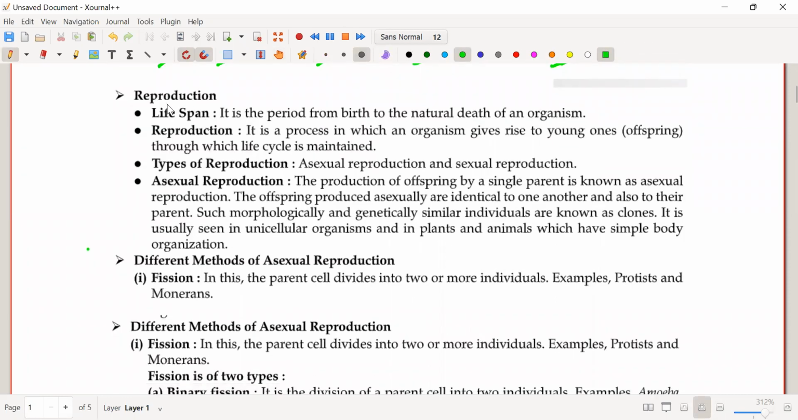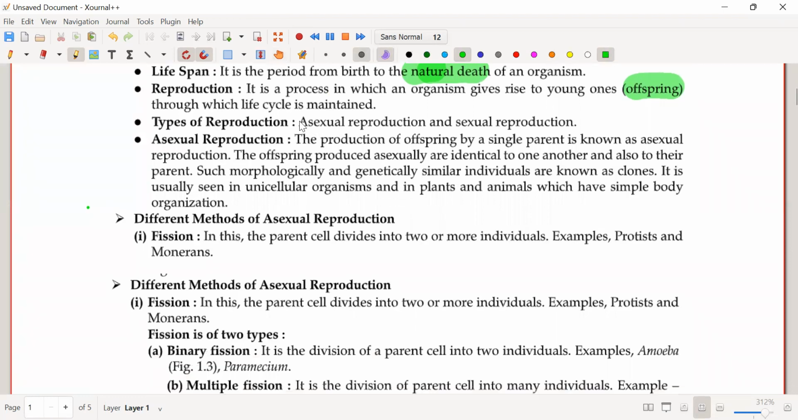What is reproduction? Lifespan is the period from birth to natural death of an organism. It concerns only natural death. Reproduction is a process in which an organism gives rise to young ones, offspring, through which the life cycle is maintained. Types of reproduction: asexual reproduction and sexual reproduction, like we already know.